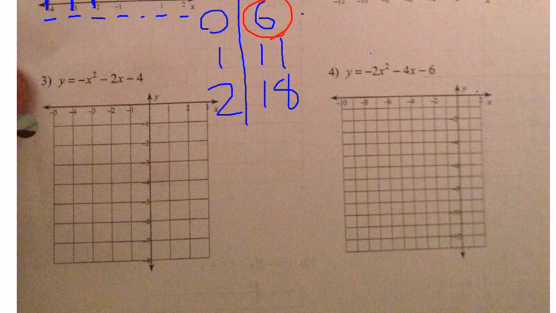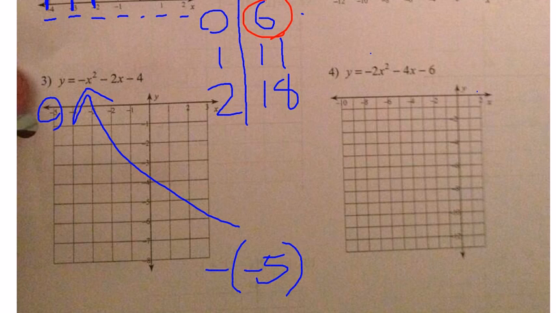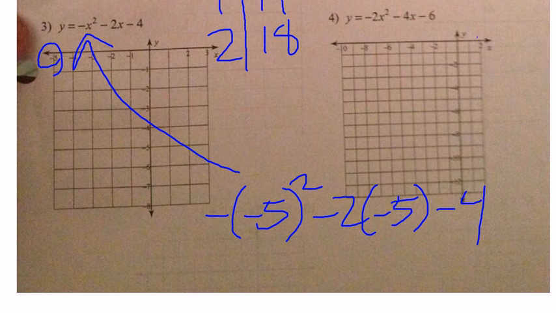Be careful with these ones on the bottom here when you've got that negative. So if I'm going to plug in, say, -5 for x, I've got negative x squared minus 2x minus 4, so negative -5 squared minus 2 times -5 minus 4. So it's going to be negative 5 squared, which is 25. 2 times -5 is -10, so minus -10 minus 4.